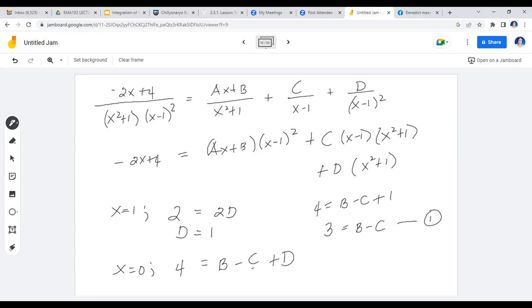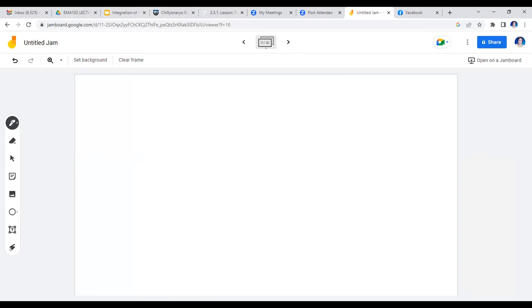Okay, so we need one more. Actually, we still need 2 more equations because we have 4 unknowns. So we can equate coefficients in this case to help us find the value of the 4 coefficients. So let's say, I'll go to the next slide. I will equate coefficients of x cubed. So I will not have it expanded because it will entail time.